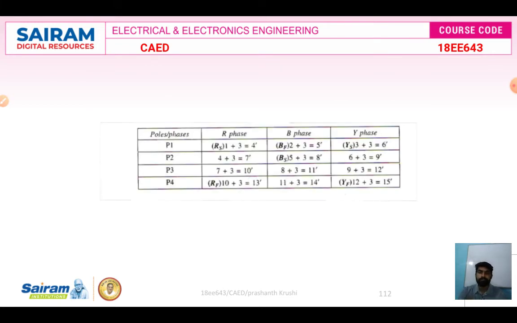After that you have to make a winding table, that is poles per phase: R phase, B phase, Y phase, and P1, P2, P3, P4 are the number of poles.